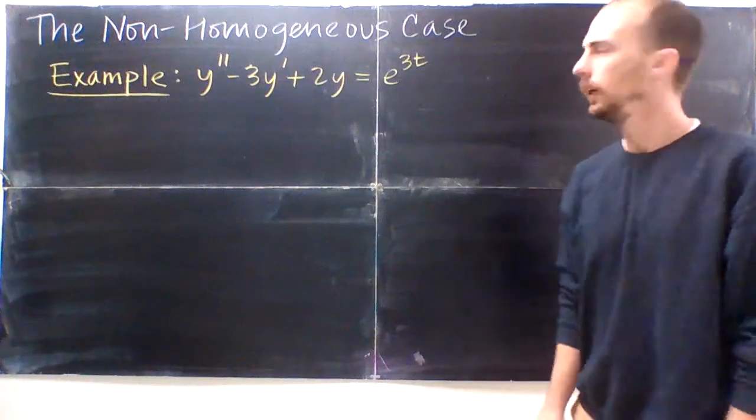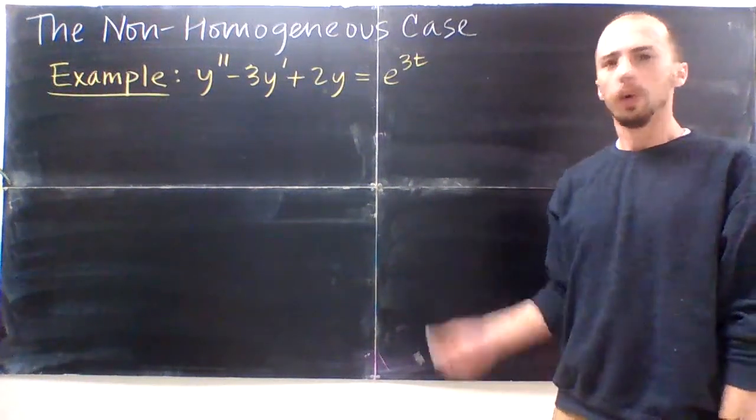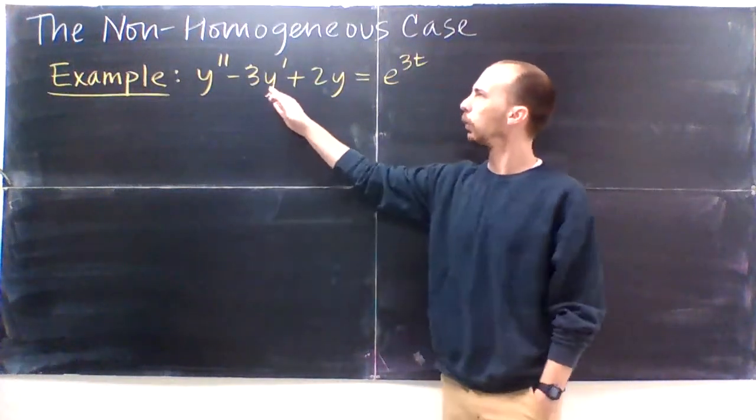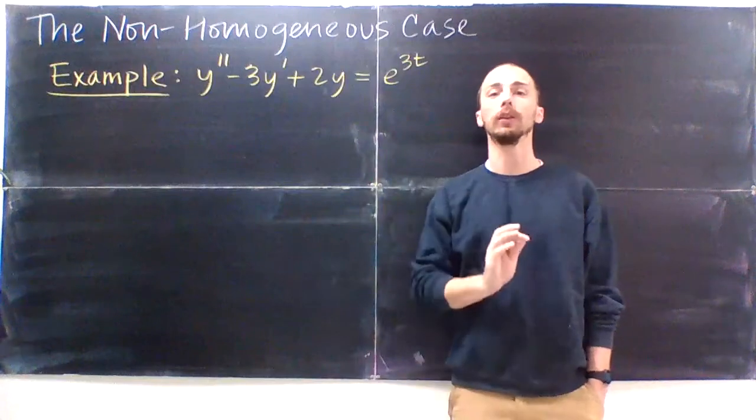All right, hello, welcome back. Let's talk about this differential equation. We don't know how to deal with this yet, right? This is not homogeneous. If this was y double prime minus 3y prime plus 2y equals 0, we would know exactly what to do. We would be happy.